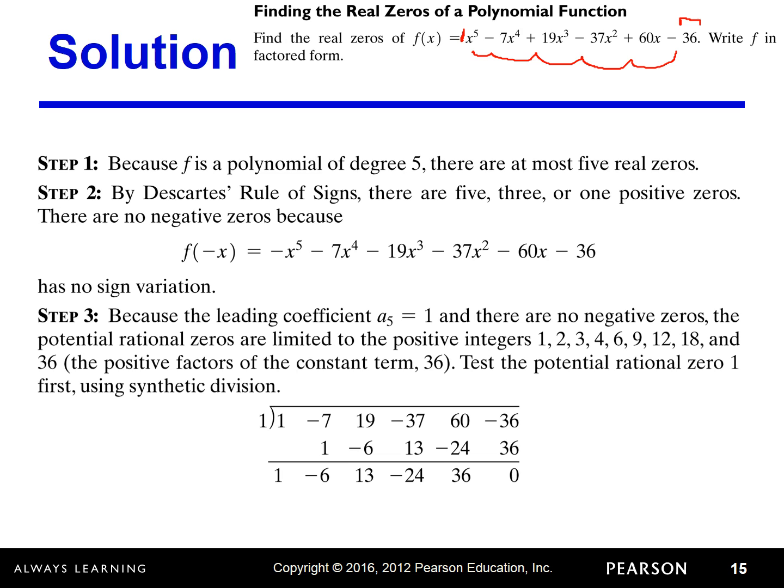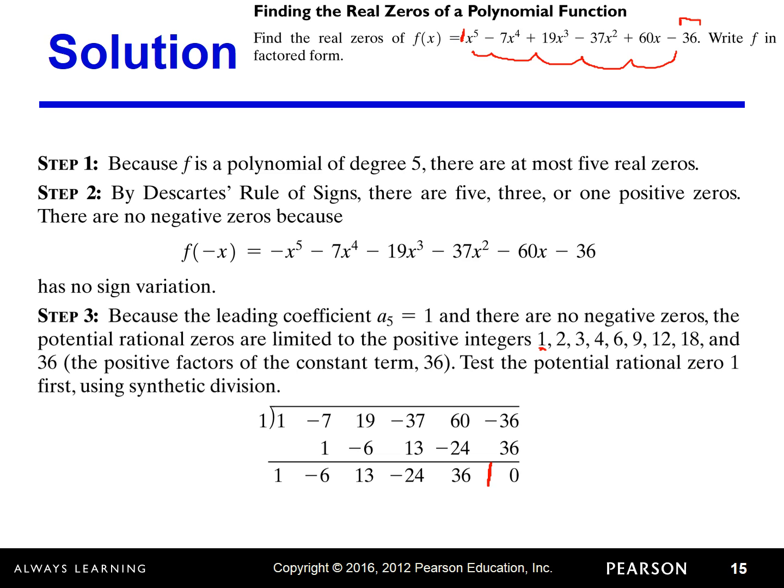Now Sullivan is somewhat arbitrarily going to just go through the list and start with 1, and it's going to work out nicely for him because 1 is a 0. If you run 1 with the synthetic division using the coefficients of f, then you do end up with a 0 remainder, and that tells you that x minus 1 is a factor. And then we can use the depressed polynomial to try to get more zeros.